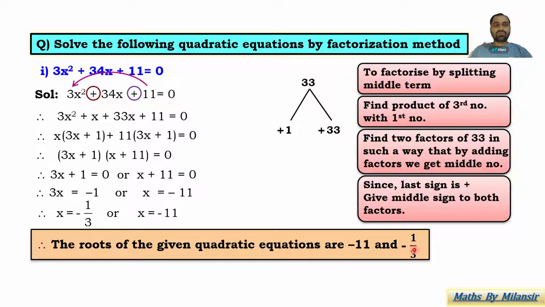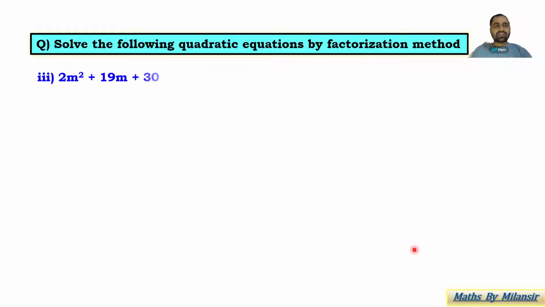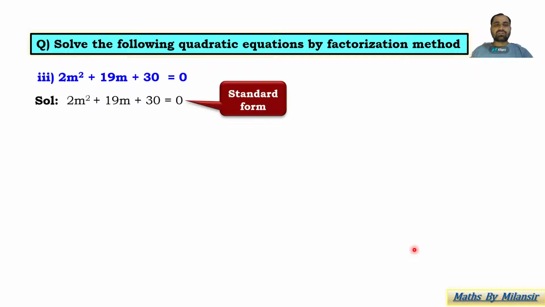So here you need to remember one thing, that if the last term is plus, then by addition we need the middle term. If the last term is minus, then by subtraction we need the middle term. So here let us take one more example. You can easily observe that the equation is 2m square plus 19m plus 30 equal to 0, which is in a standard form of quadratic equation.